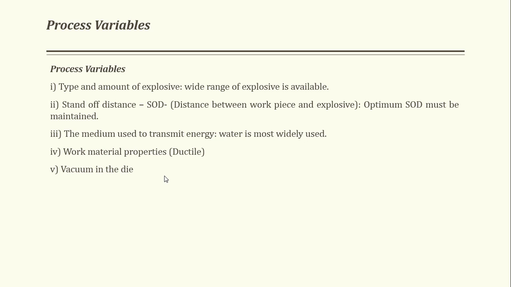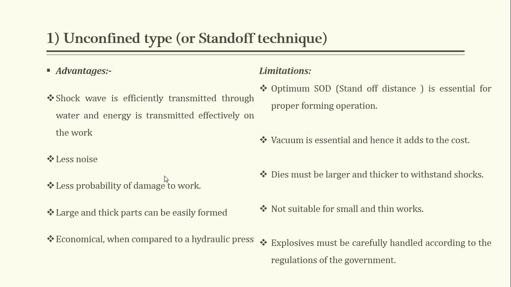Work material properties: it should be ductile, but not as ductile as in conventional forming. Vacuum in the die is necessary to avoid adiabatic heating. These are the process variables of the unconfined type, or standoff type, of explosive forming. Next, for the confined type, we will see the advantages and limitations related to this process.